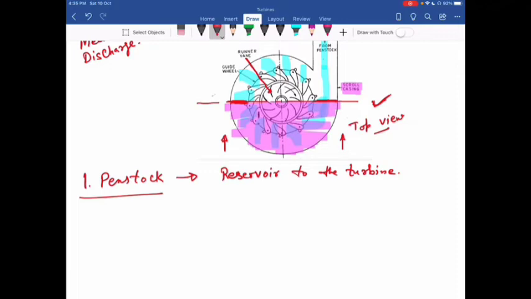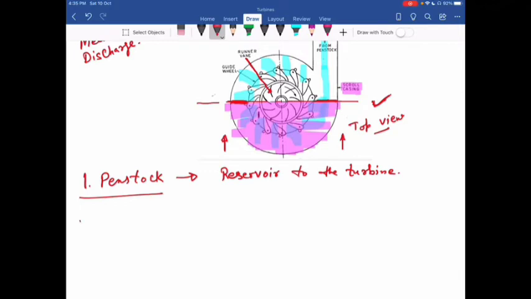So we construct a penstock in different sections, and we connect those sections together to form one single penstock. For joining these two sections, we can weld them. So welding is used to connect the different sections of the penstock.